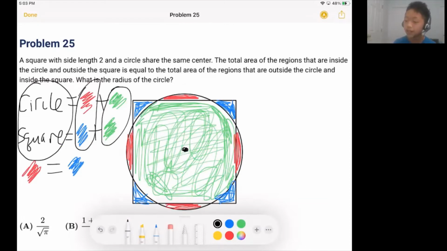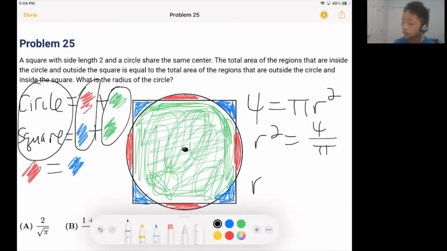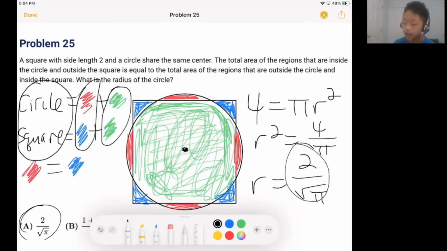We know that the square has side length 2, which is given in the problem. So the area of the square is 4. We want to know the radius of the circle, and the area of the circle is pi r squared, where r is the radius. So if we solve, we get r squared is 4 over pi. So r is equal to 2 divided by the square root of pi. That would give us choice A, and we would be done.